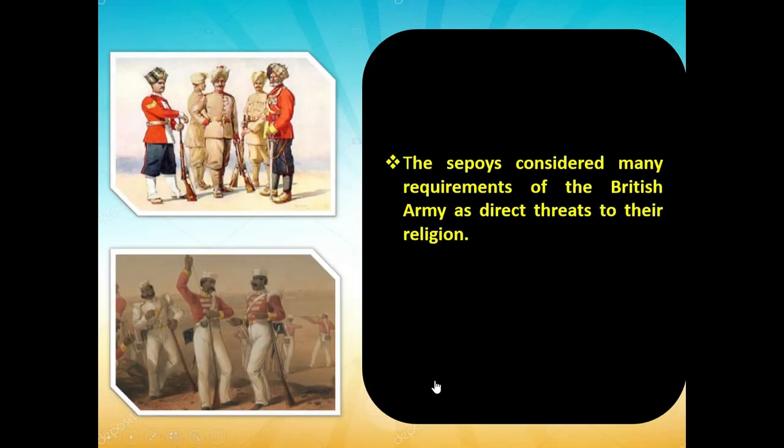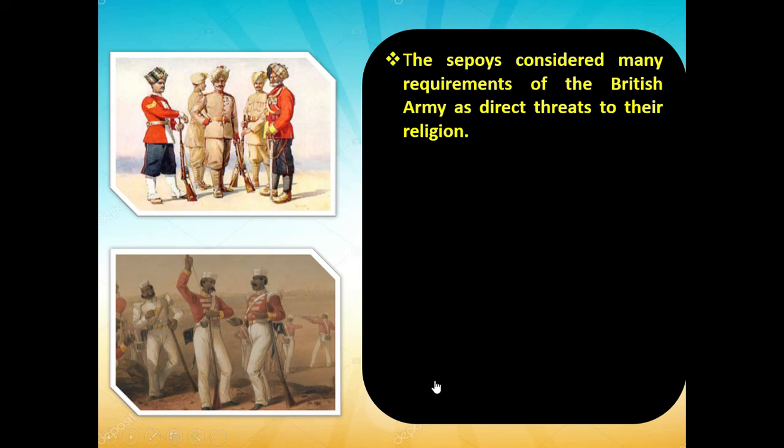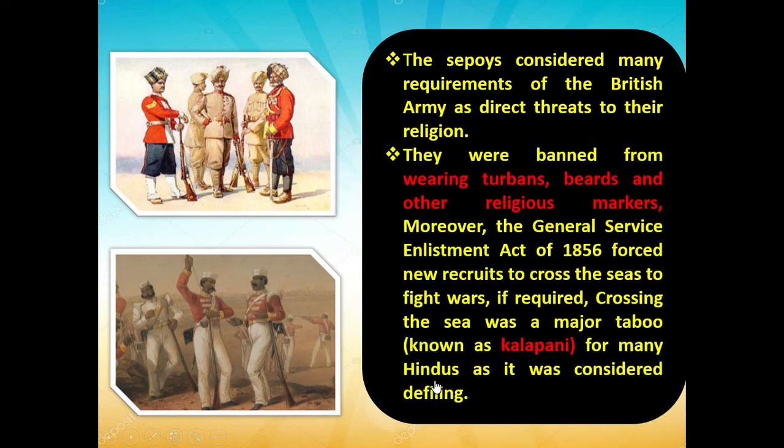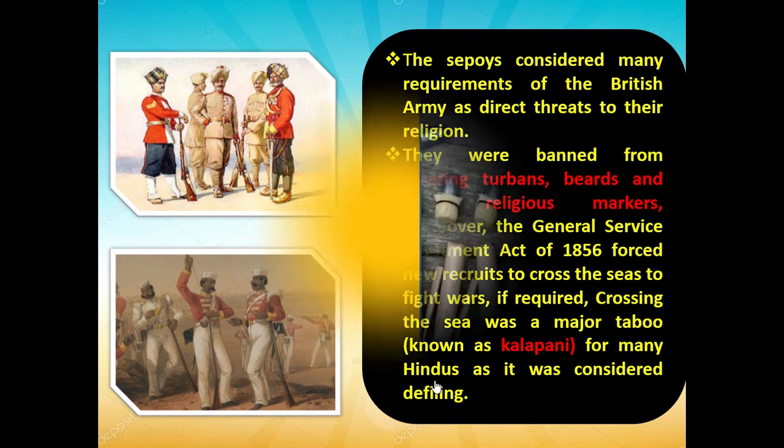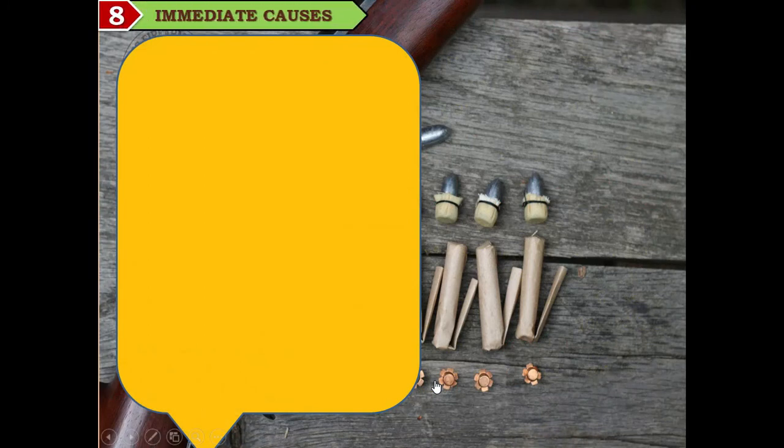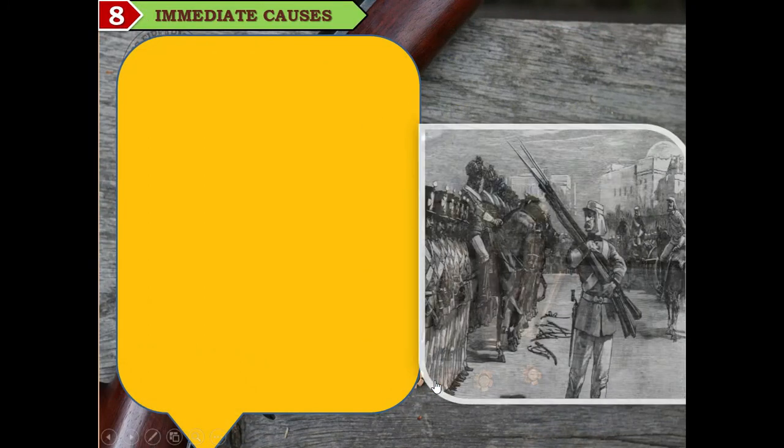The sepoys considered many requirements of the British army as direct threats to their religion. They were banned from wearing turbans, beards, and other religious markers. Moreover, the General Service Enlistment Act of 1856 forced new recruits to cross the seas to fight wars if required. Crossing the sea was a major taboo known as Kalapani for many Hindus, as it was considered defiling. Okay, and the last one is the immediate cause.